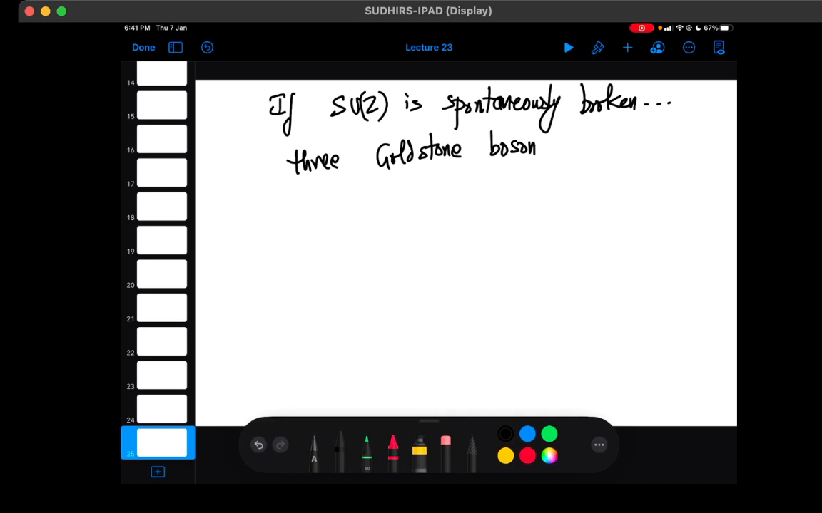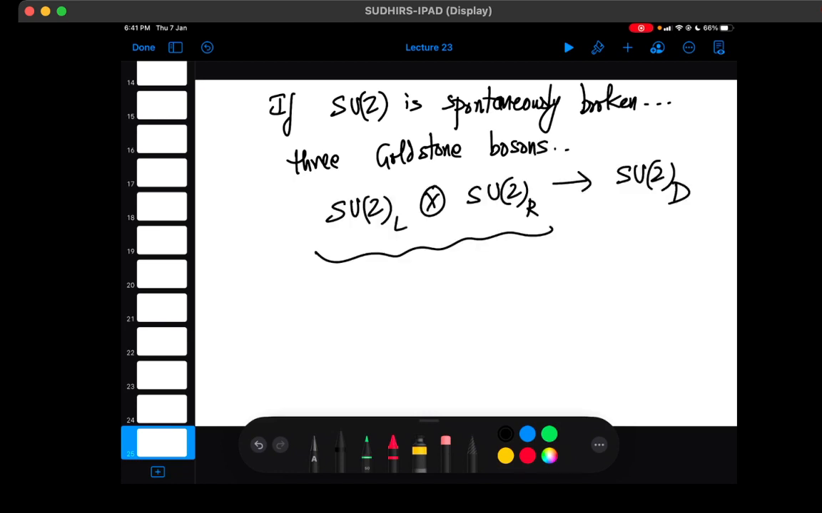So these 3 Goldstone bosons could be essentially the massless fields of, say, the pions. Say, for example, you have a chiral symmetry breaking of SU2L times SU2R breaking to a single symmetry. Initially you have a symmetry of SU2L times SU2R, so there are 6 generators, and finally you have 3 generators.